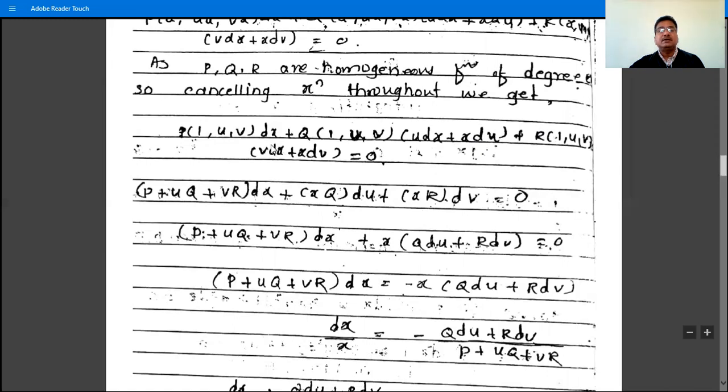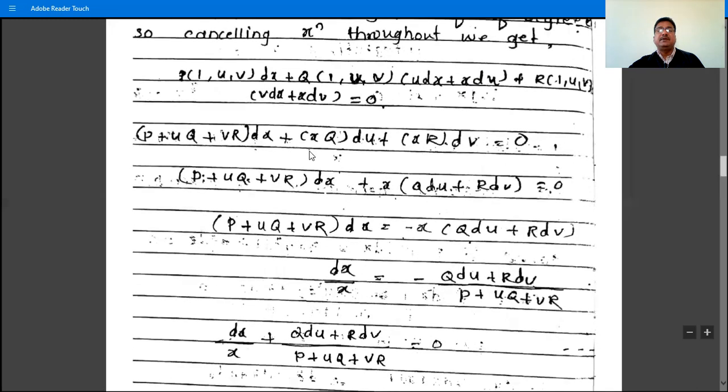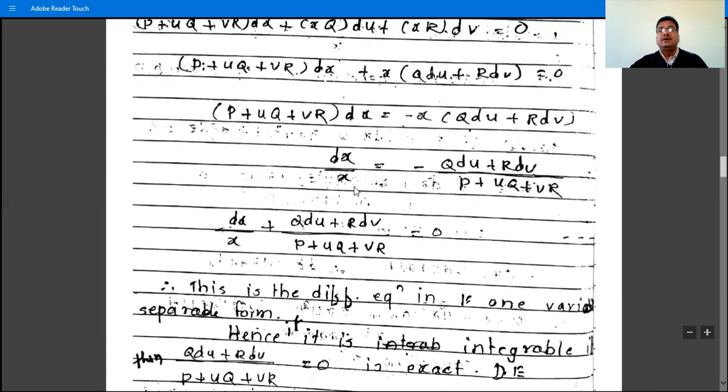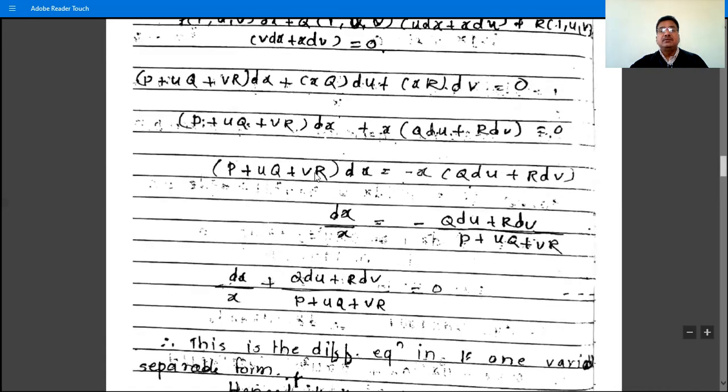These are the coefficients of dx, and the coefficient of du is what? x q is the only coefficient of du, and the coefficient of dv is what? x r is the coefficient of dv. So we have (p plus uq plus vr) dx plus x, taking x as common from these two terms, (q du plus r dv) is equal to 0.